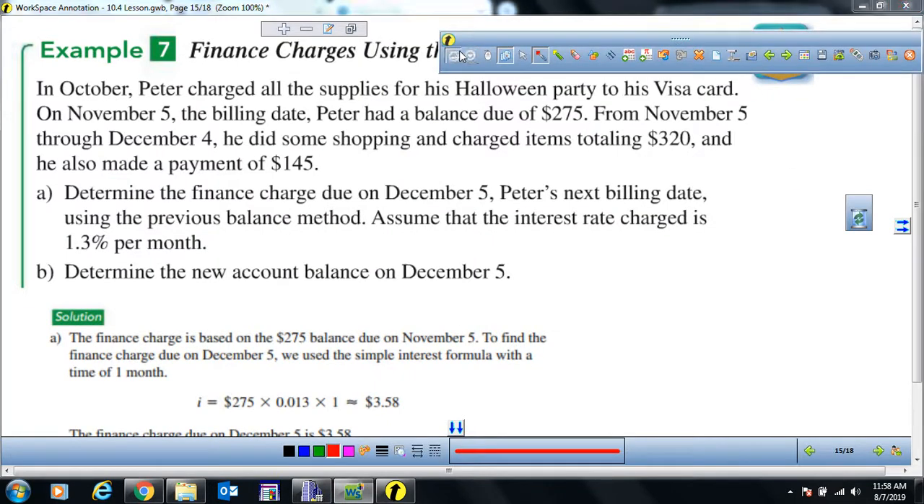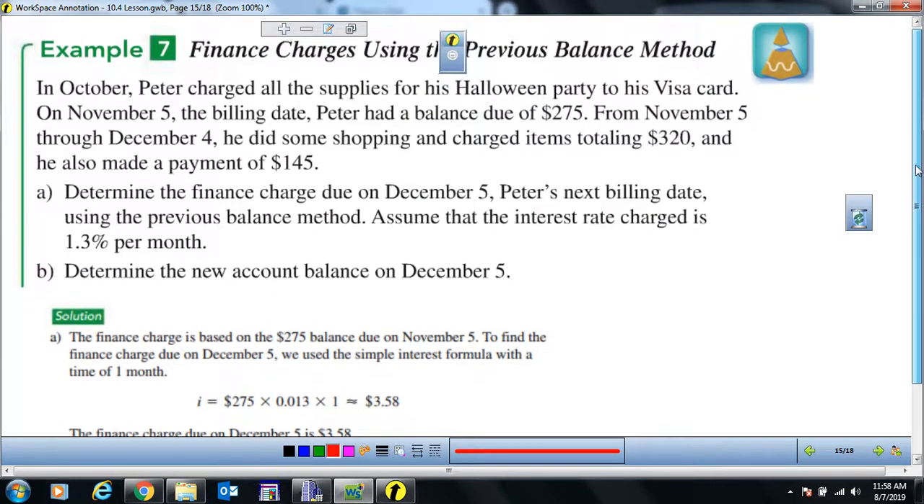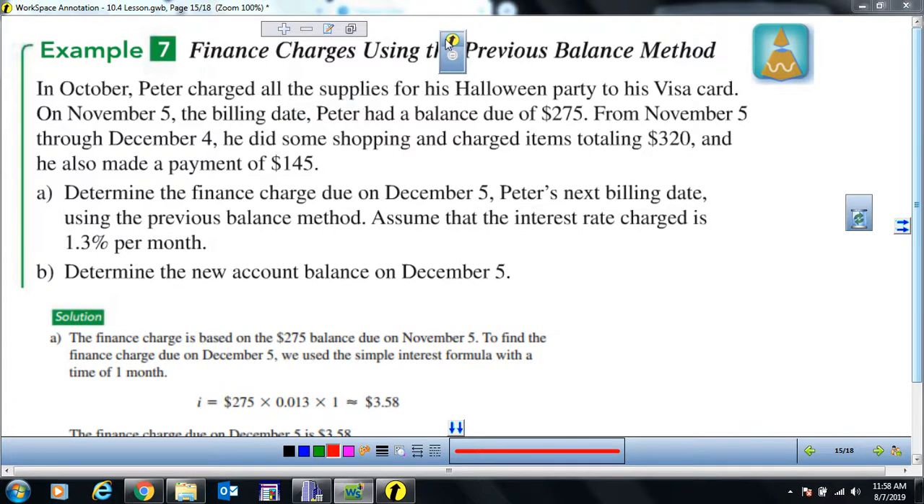So here we have this example. It says in October, Peter charged all the supplies for his Halloween party to his Visa card. On November 5th, the billing date, Peter had a balance of this much. Okay. So in October, Peter charged all supplies for his Halloween party. By November 5th, his billing date, he had this balance due from the things that he purchased in October, I guess. From November 5th through December 4th, he did some shopping and charged items.